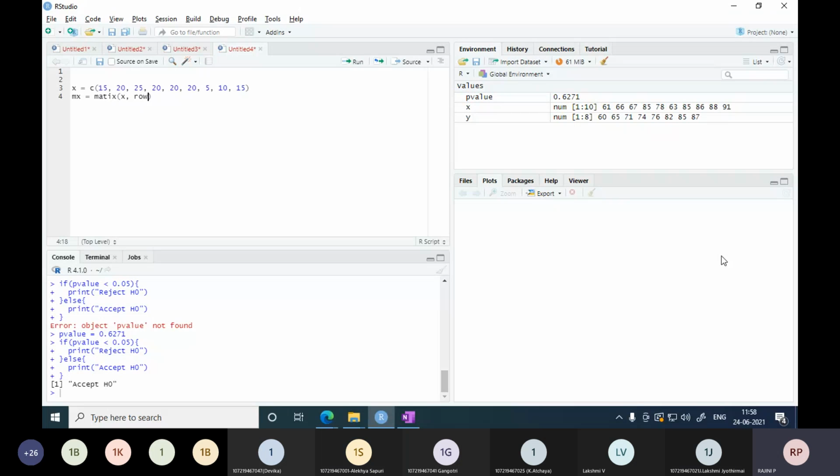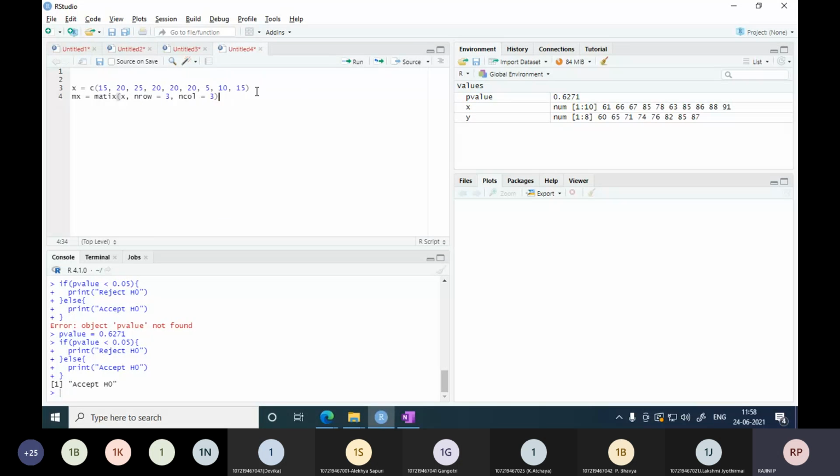So write the number of rows: nrow. nrow is equal to how many rows? 3. nrow means number of rows. And next write ncol. ncol means number of columns. How many columns do we have? 3 columns. Okay. Now you just run this one.